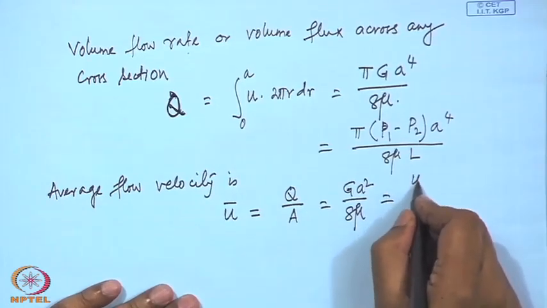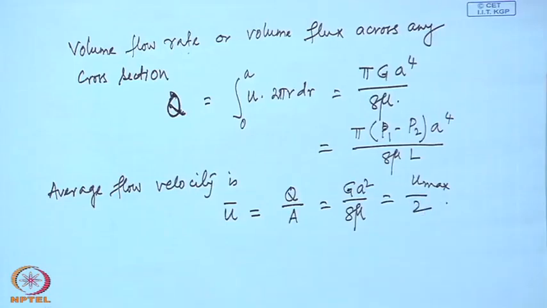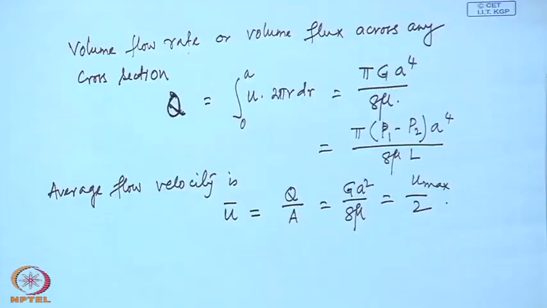Can you write that as u maximum by 2? You can see from that solution, u equal to g by 4 mu into a square minus r square. When r is 0, you get u max, the maximum velocity, which is g by 4 mu a square. So the average velocity is half of the maximum velocity.